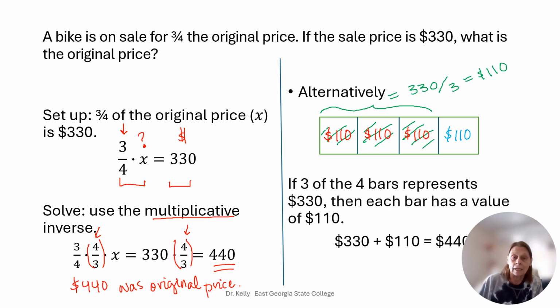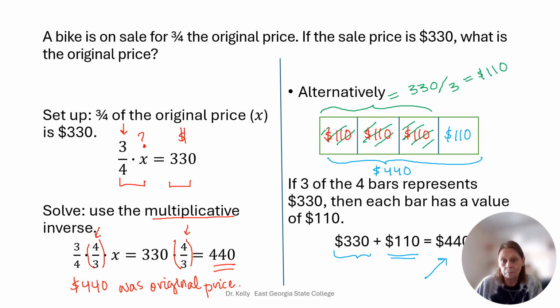So you can take from there 2 ways. You could add all these up to equal 440, or you could have said 330 plus that additional 110 made 440. Couple of different ways to do that.